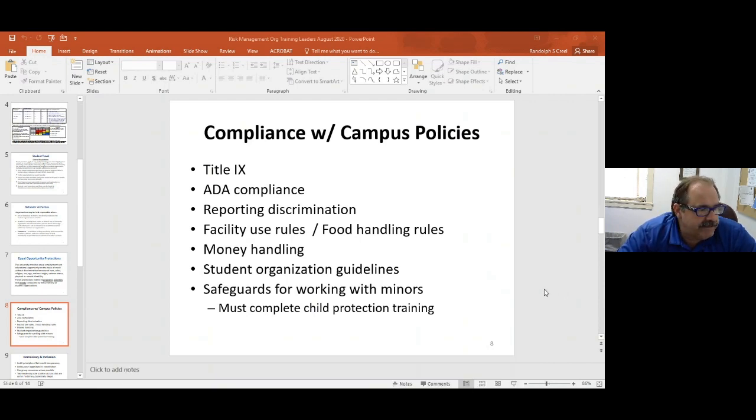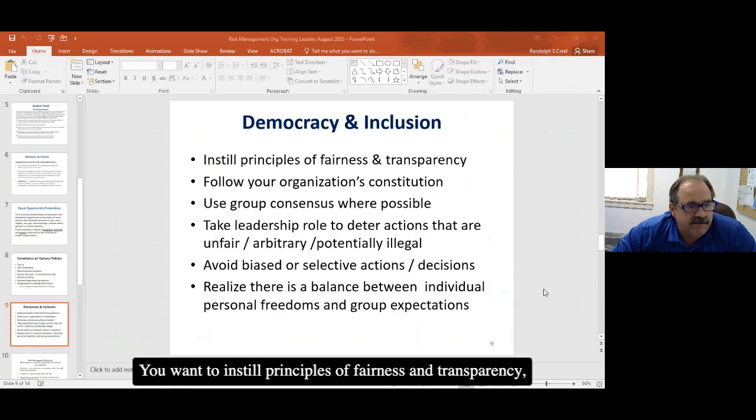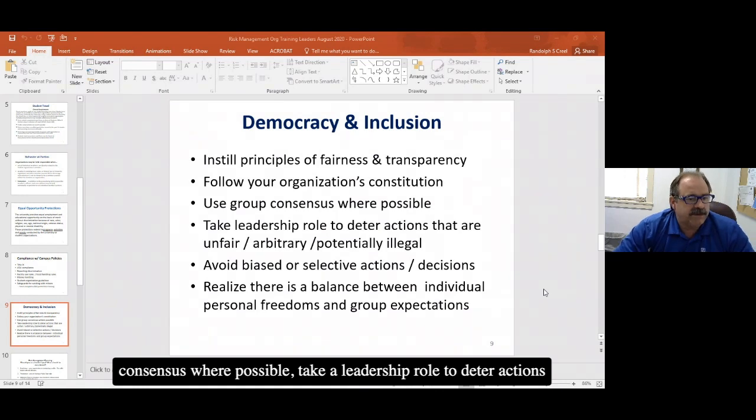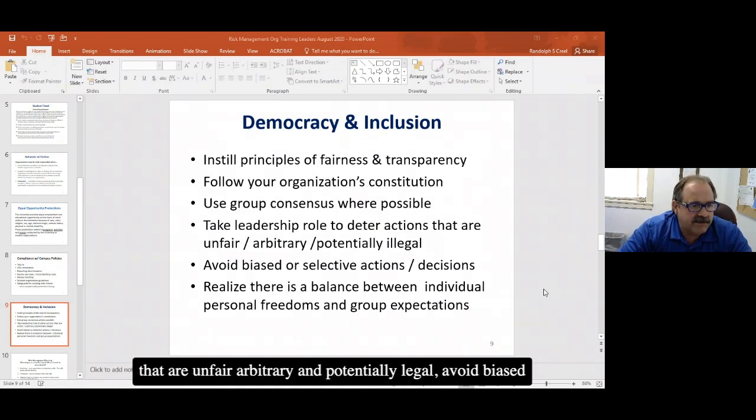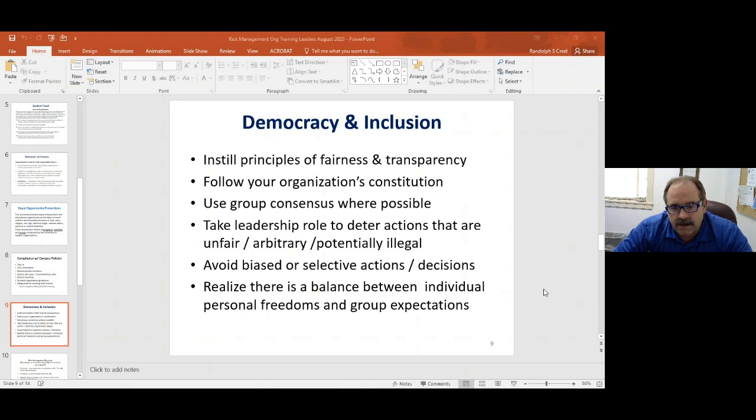Democracy and inclusion: you want to instill principles of fairness and transparency, follow your organization's constitution, use group consensus where possible, take a leadership role to deter actions that are unfair, arbitrary, and potentially illegal, avoid biased or selective actions and decisions, and realize there is a balance between individual personal freedoms and group expectations.